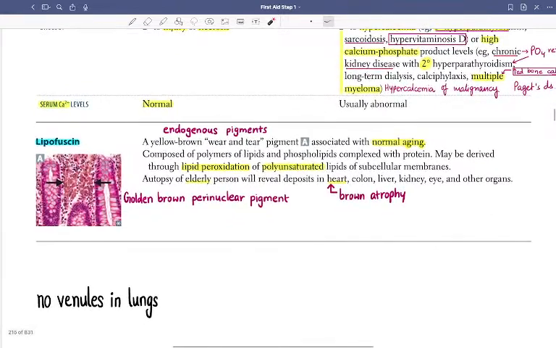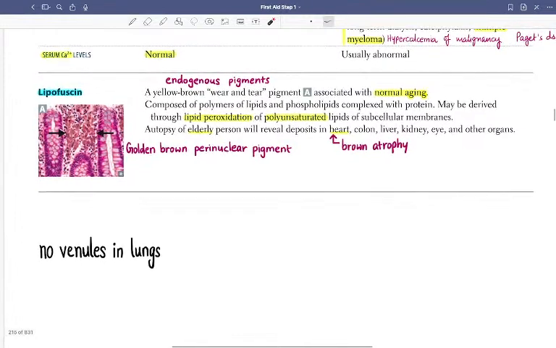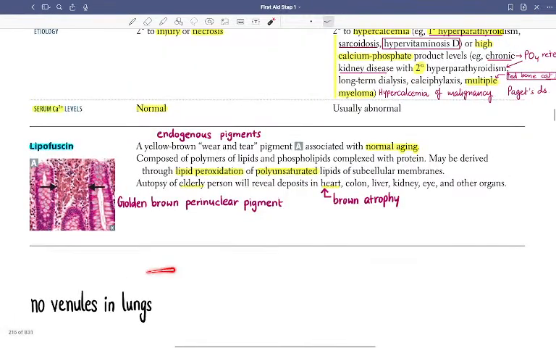Lipofuscin, yellow-brown wear and tear, normal aging, endogenous pigments, lipid peroxidation of polyunsaturated lipids, PUFA, brown atrophy of the heart. Autopsy will reveal that in the colon, liver, kidney, eye, and others: golden brown perinuclear pigments. No venules are present in the lungs. That's what I had written here.